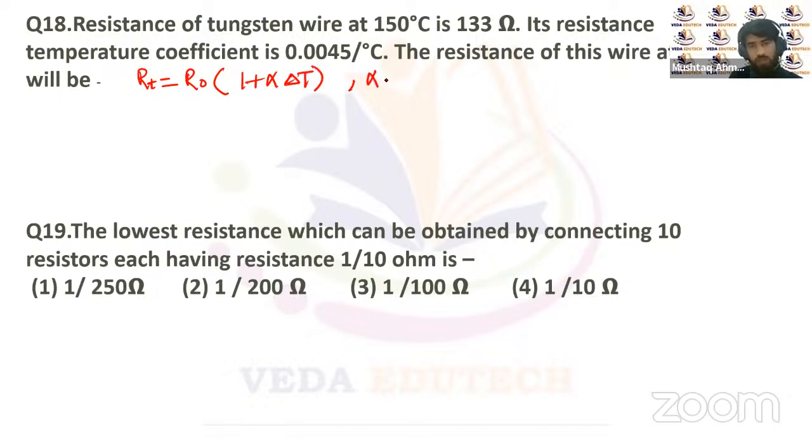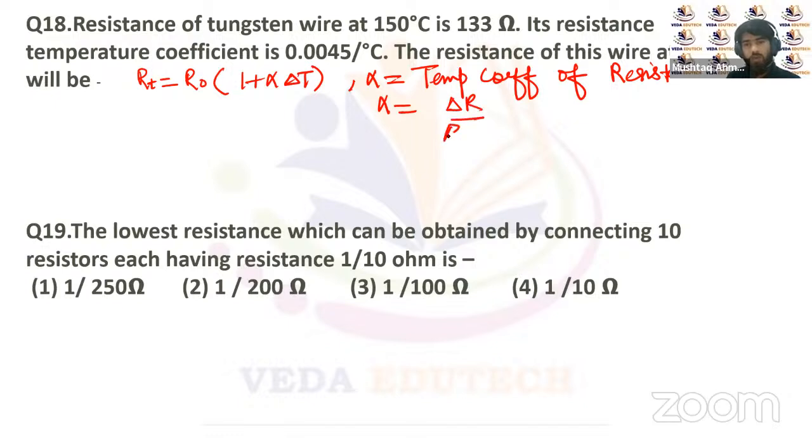Here alpha is the temperature coefficient of resistance. We can define this alpha as delta R upon R into delta T, or we can say it's the relative change in resistance per degree rise in temperature.